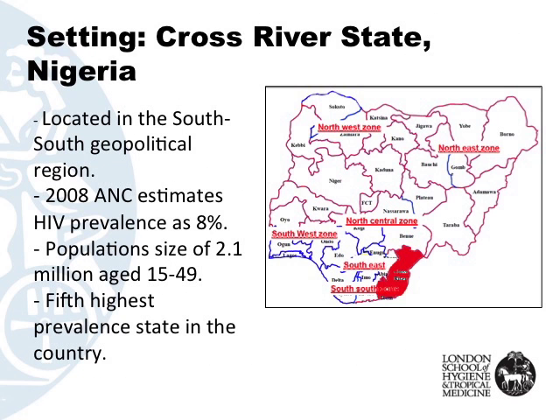Just to give you a little bit of background on the setting, so we used Cross River State in Nigeria. As you can see, it's located in the south-south geopolitical region. The ANC prevalence in 2008 in the state is about 8%. The population of 15 to 49-year-olds is just over 2 million, and it's the 5th highest prevalent state in the country.